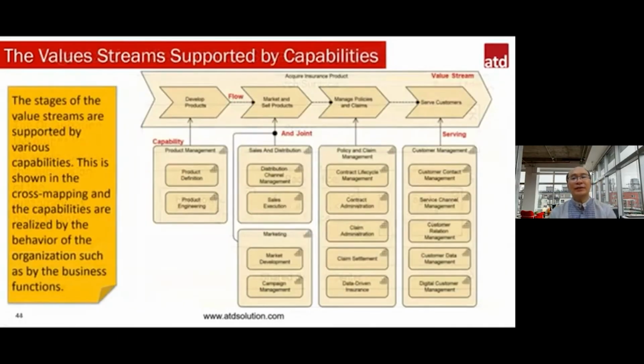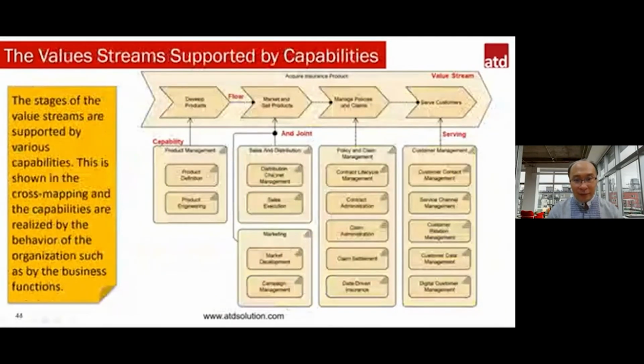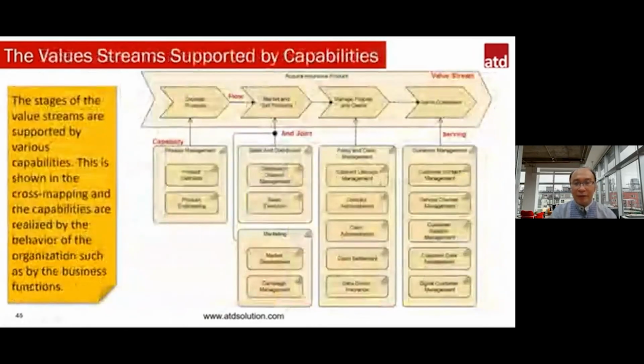The next one, we understand about the value stream. The top one, you can see the value streams: developing a new product, marketing and selling the product, managing policy and claims, and then serving the customer. Typically all these value streams are supported by the various capabilities at the bottom there. So there will be a product management capability, sales and distribution capability, marketing capability, then policy and claim management capability, and customer management capability.